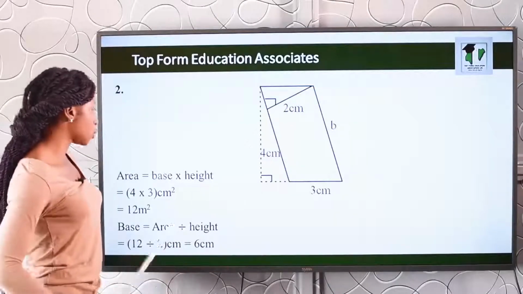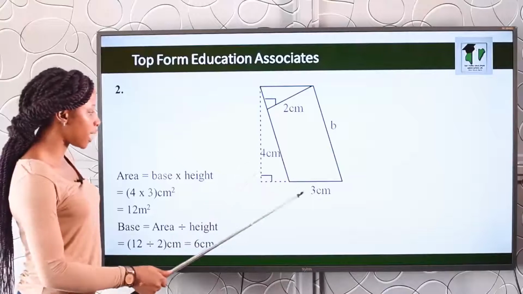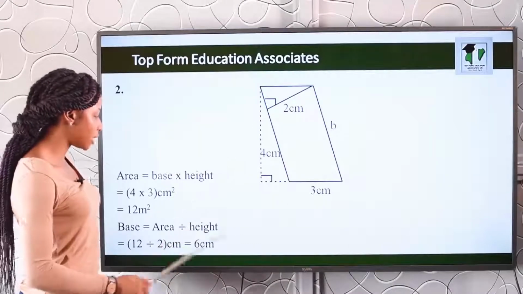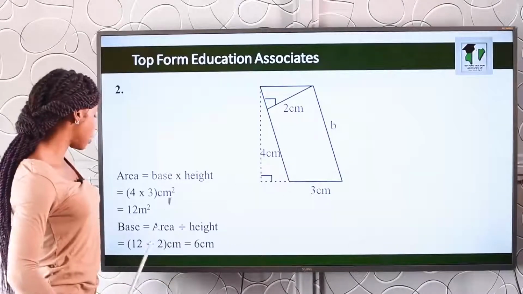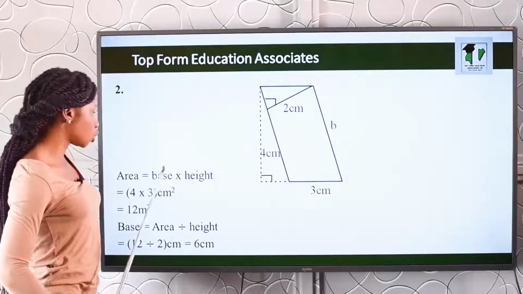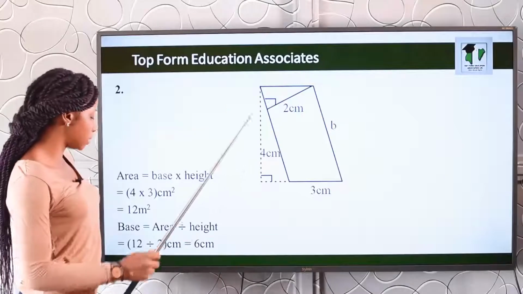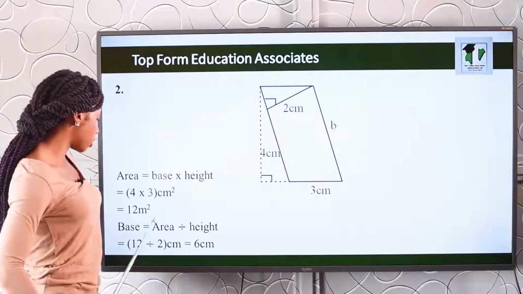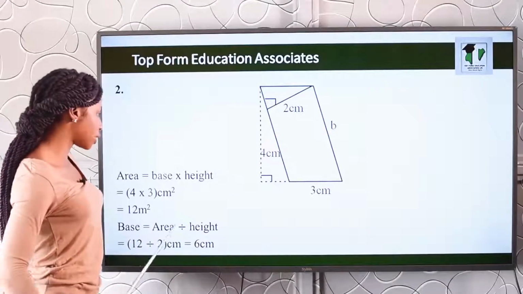So first of all, we multiply this 4 by 3. 4 the height, base 3. When we multiply it, we have the area as 12 centimeters square. Now, let's look for the base, okay? The base of this parallelogram. Let's look for the second.